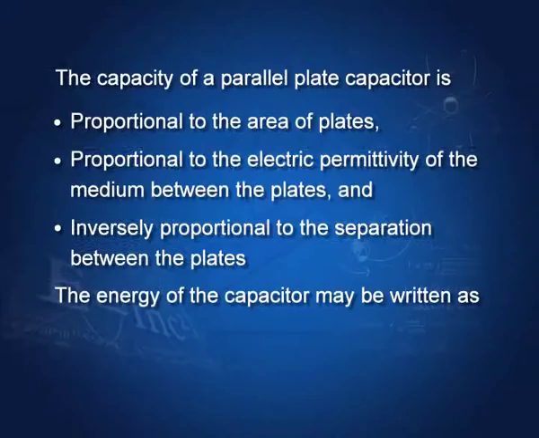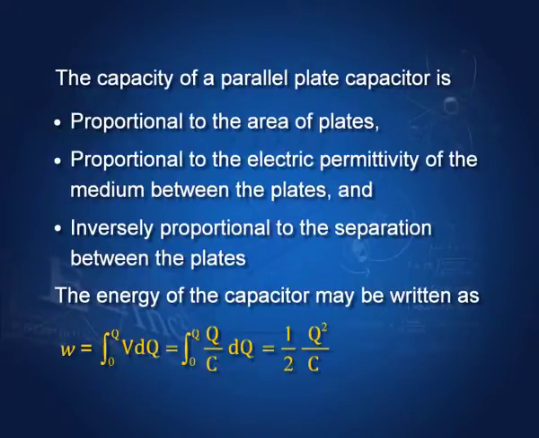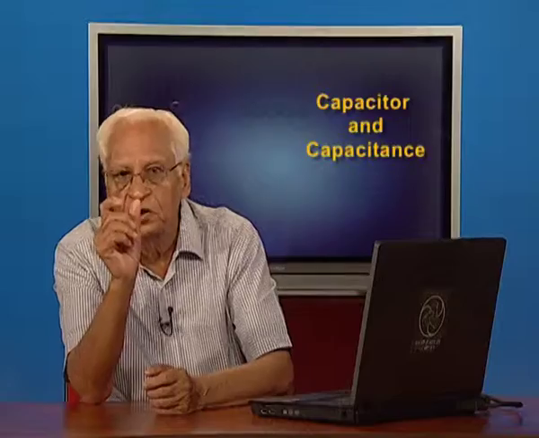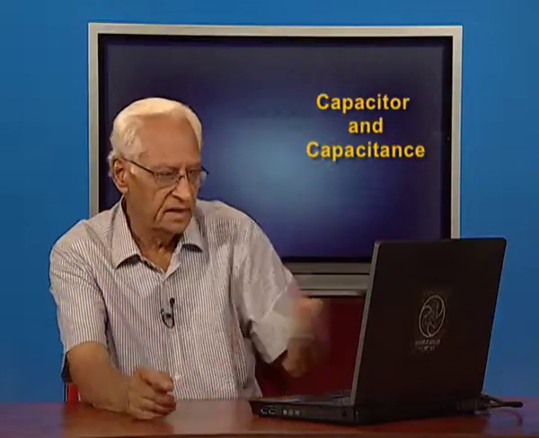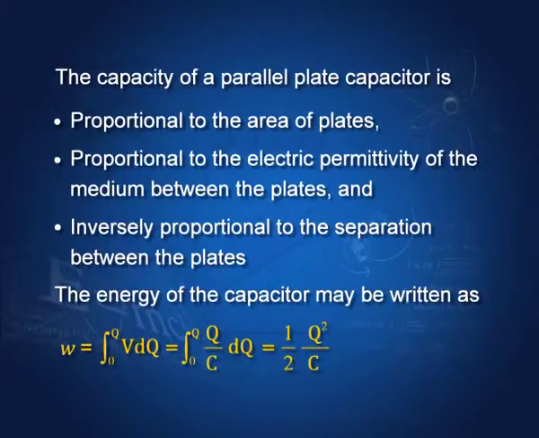The energy of the capacitor may be rewritten as W is equal to integral of V dq from 0 to q. You see, V times dq is the energy for the charge dq, and for the total charge q, the energy is integral of V dq from 0 to q, and this is half q squared by C. It is because V is q by C, so it is half q squared by C.